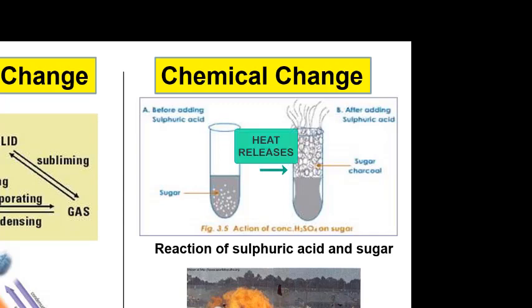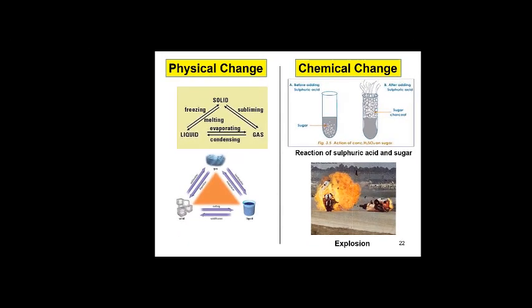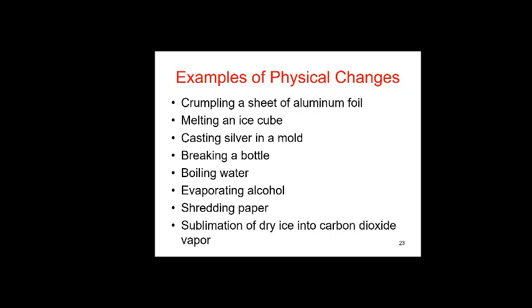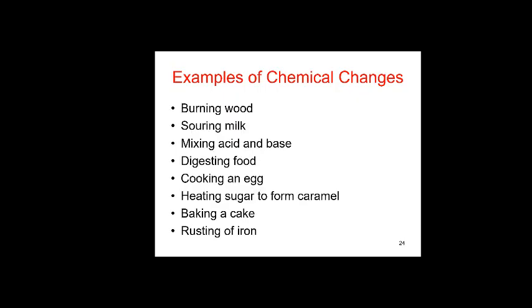So, therefore, heat will be released from the reaction. Therefore, it is a chemical change. Another example is an explosion. The heat will be released from the reaction. So, these are examples of physical changes, and these are examples of chemical changes.